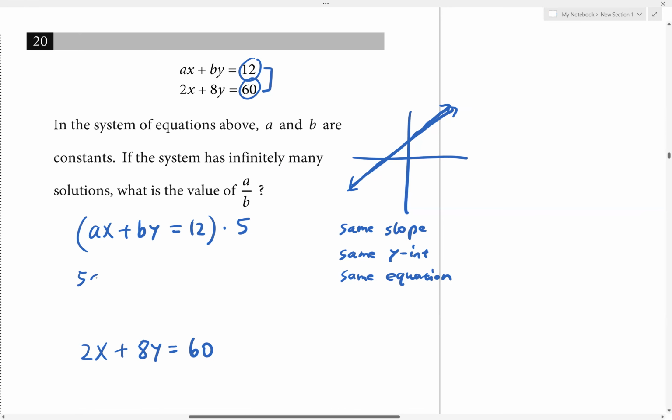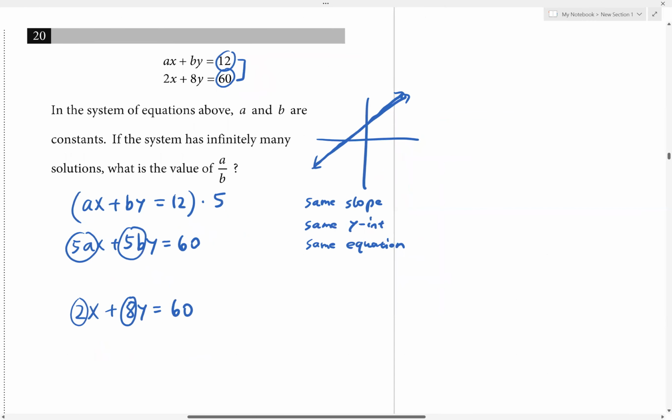We should get 5ax + 5by = 60. Now it matches. So we know 2 has to equal 5a, and then 8 has to equal 5b. Everything has to be equal on both sides. Once we have that, we can solve for a and b, and then do a divided by b. So 5a = 2, divide by 5 on both sides, a = 2/5.